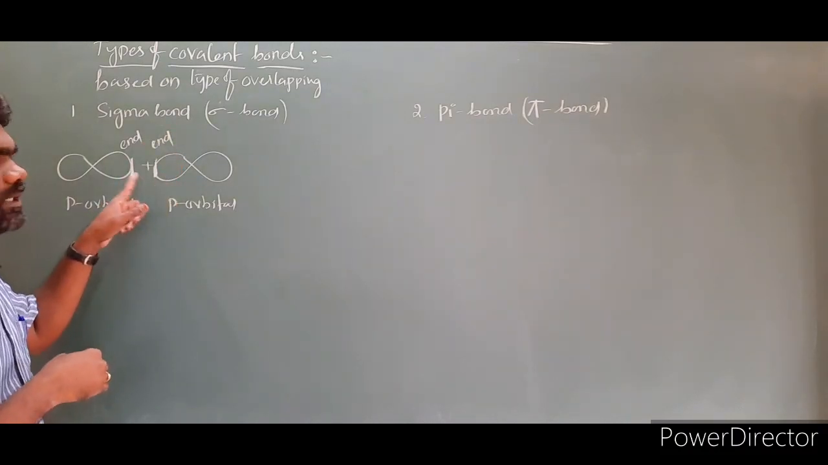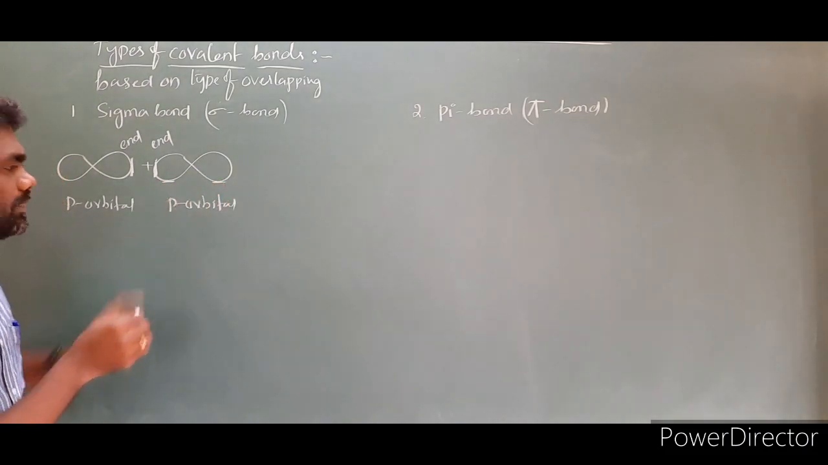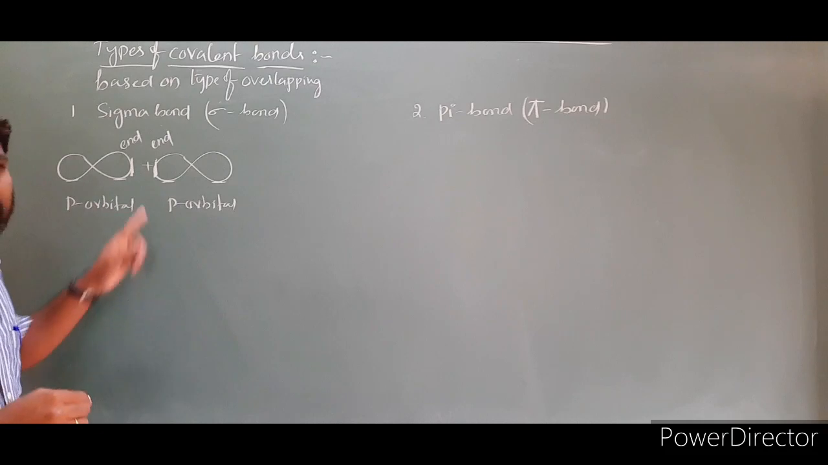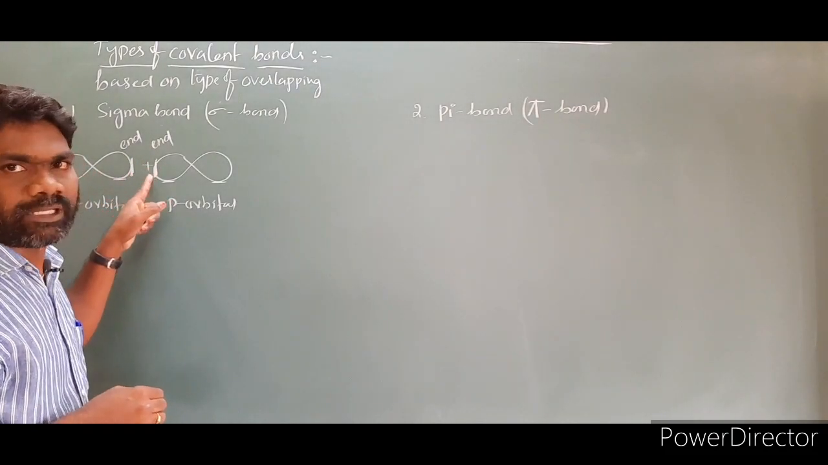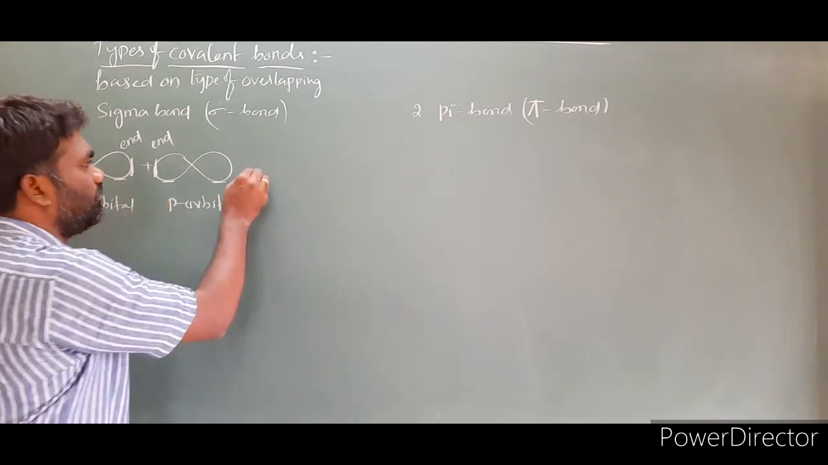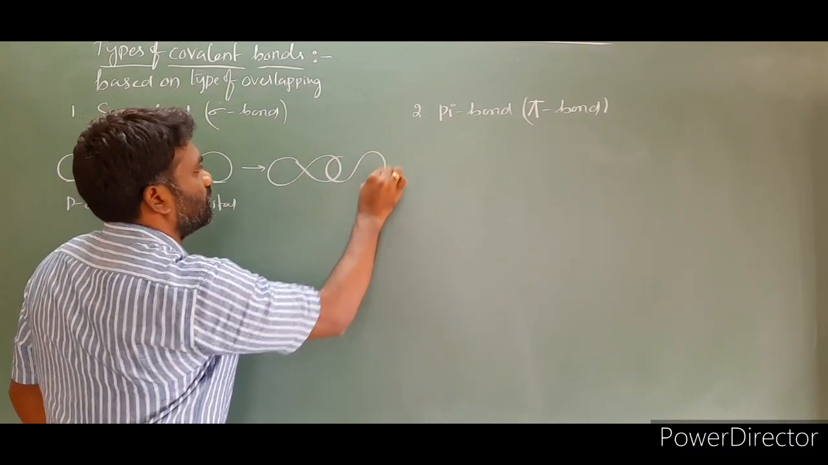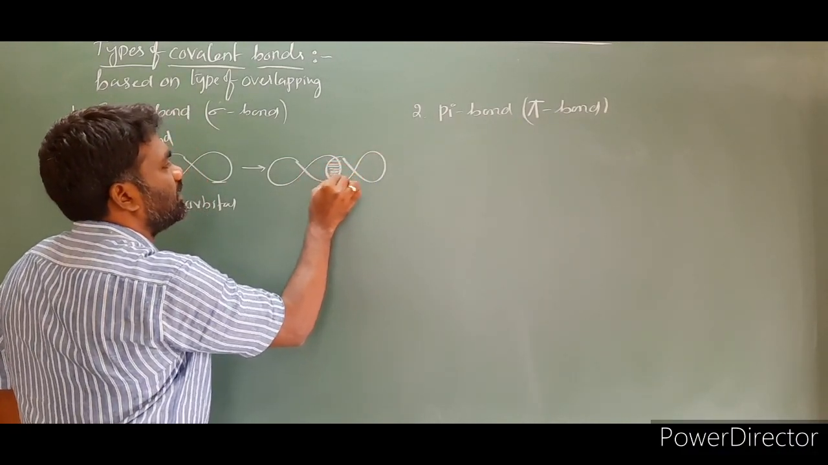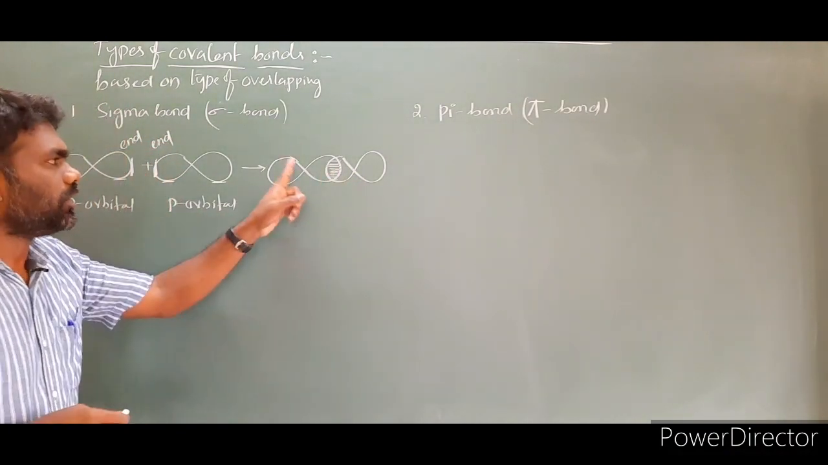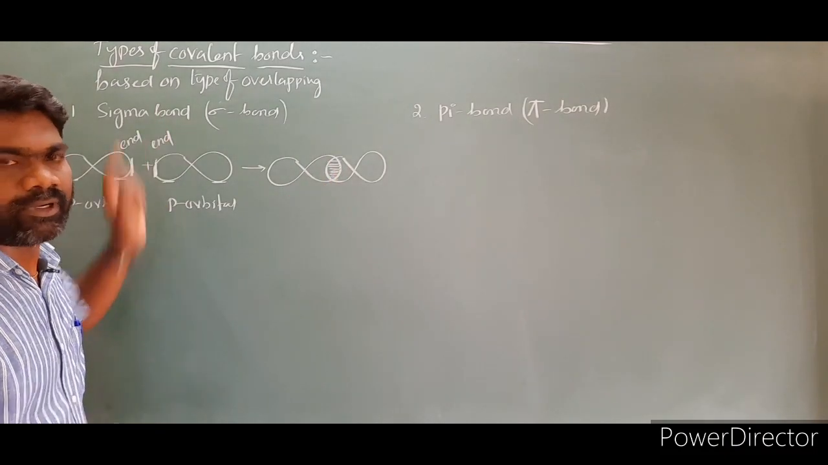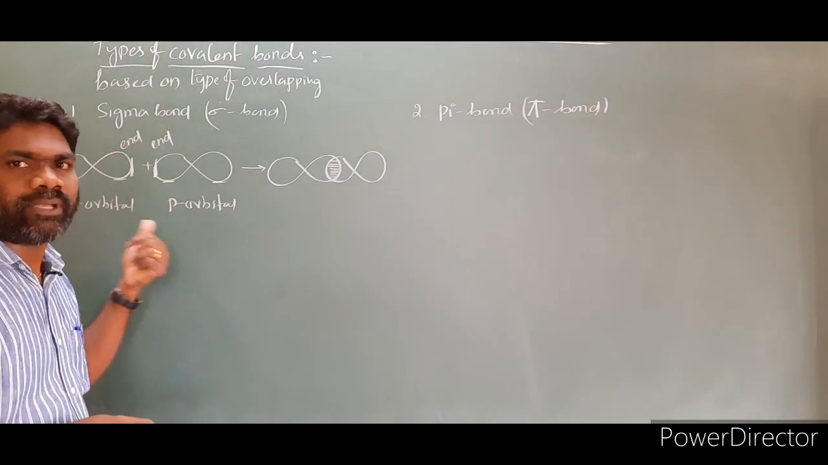These are the end parts of the p orbital, and this is a side part. This is the side part of the p orbital. But in sigma bond formation, the end part of a p orbital overlaps with the end part of another p orbital. Now let us see what we get. Like this we get. So this is the end-to-end overlapping of p orbitals. End-to-end overlapping forms the sigma bond. The sigma bond is formed by end-to-end overlapping of atomic orbitals.